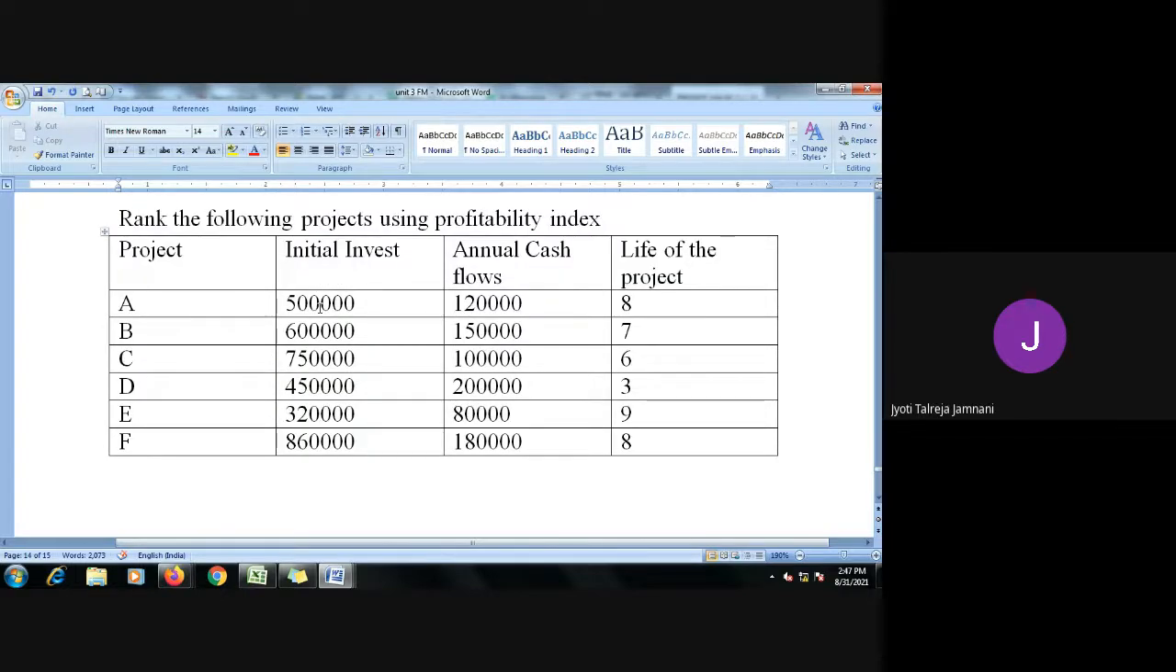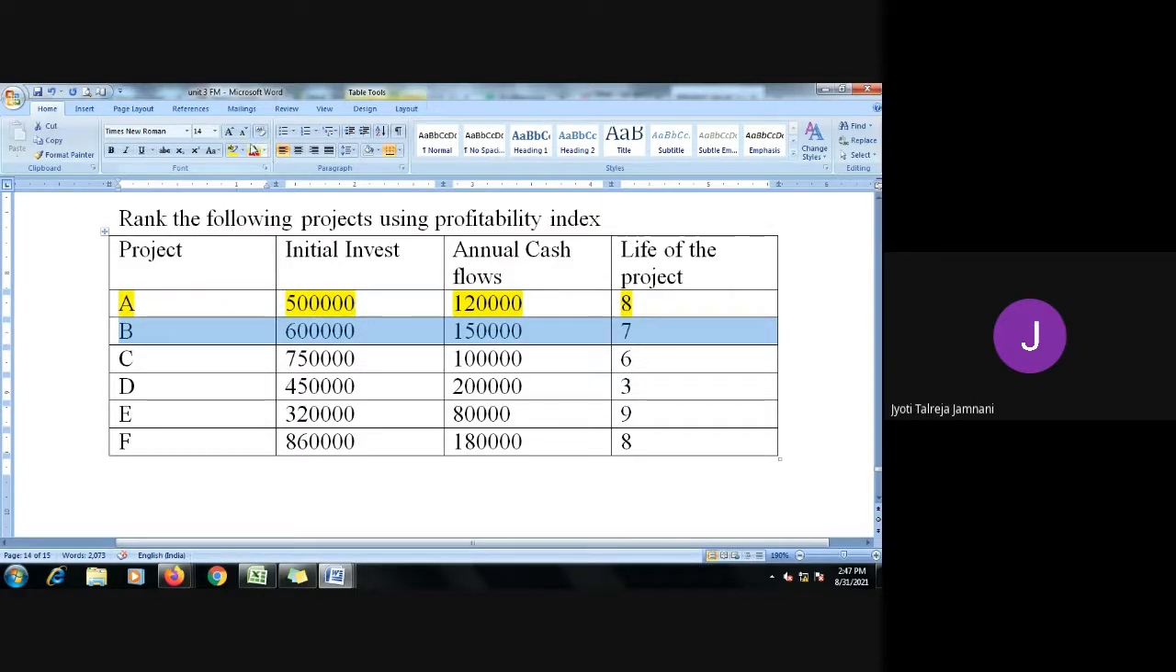The investment in each project is different. 5 lakh, 6 lakh, 7 lakh 50, 4 lakh 50. Annual cash flows are given. That means it is an annuity problem. So project A will earn 1 lakh 20,000 every year for 8 years. Life of the project is 8 years. So this is like the first sum or the first project. Similarly, this will be the second project.